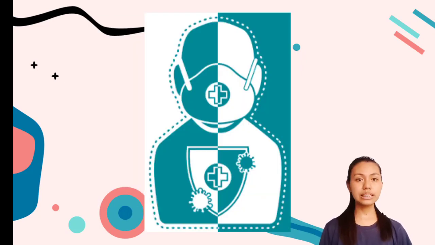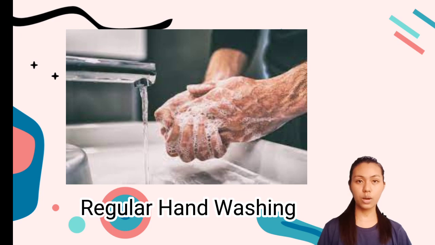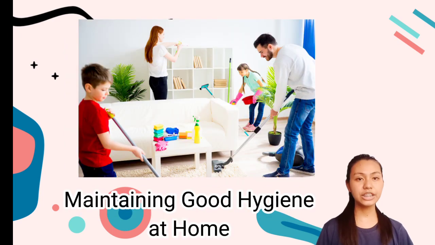Many communicable diseases cause mild symptoms that go away without treatment. Others require treatment to prevent them from becoming more serious. There are steps a person can take to reduce the risk of contracting and transmitting disease-causing pathogens. These include receiving available vaccinations, practicing regular hand washing, and maintaining good hygiene at home.